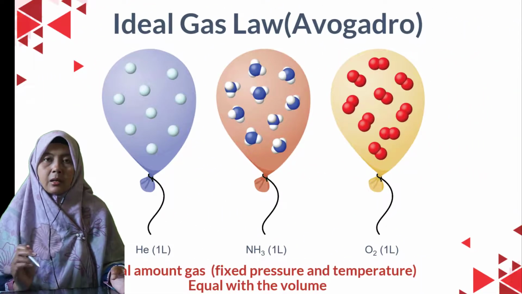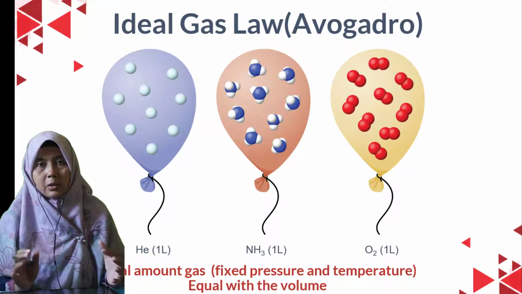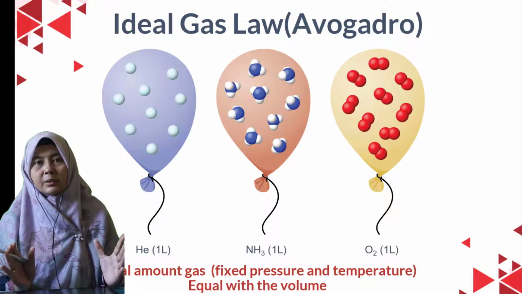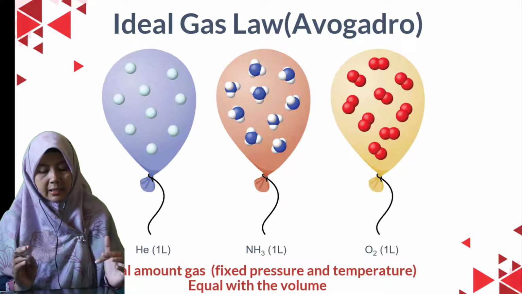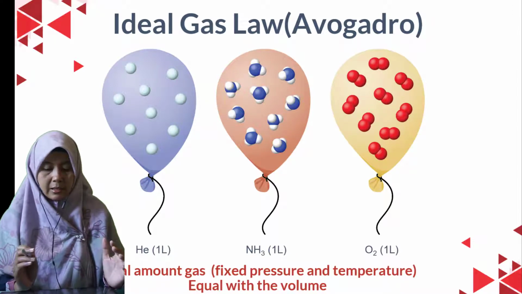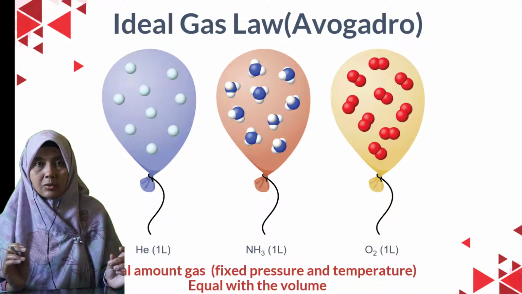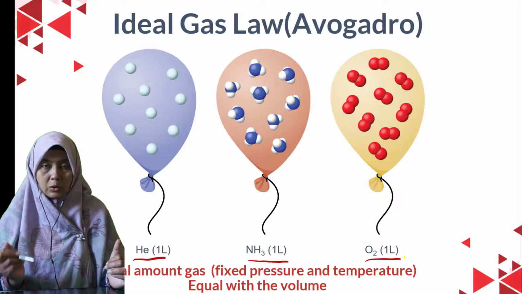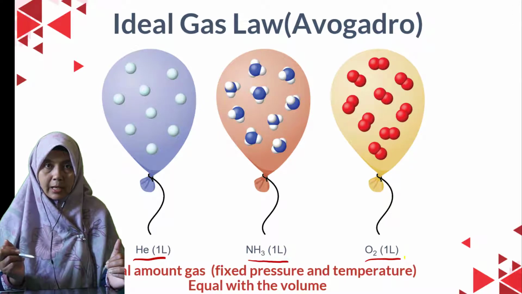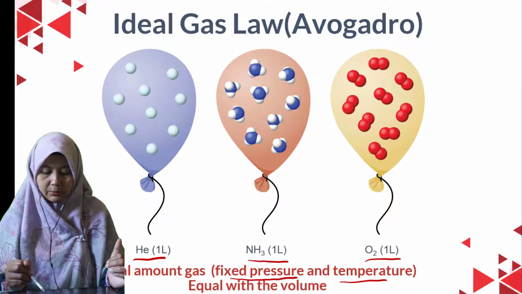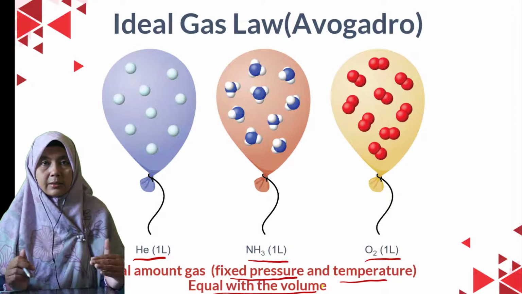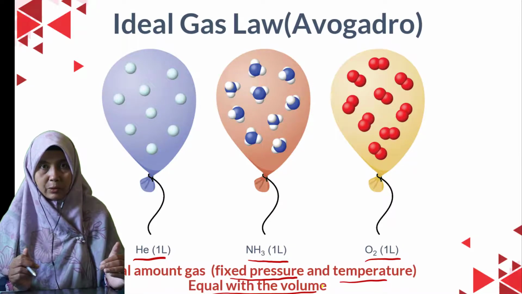The ideal gas law of Avogadro also states the ideal gas in terms of the amount of substance. Here you can see I have helium gas, ammonia gas, and also oxygen gas. Each shows 1 liter. If we fix the pressure and temperature, the total amount of the substances will be equal with the volume.